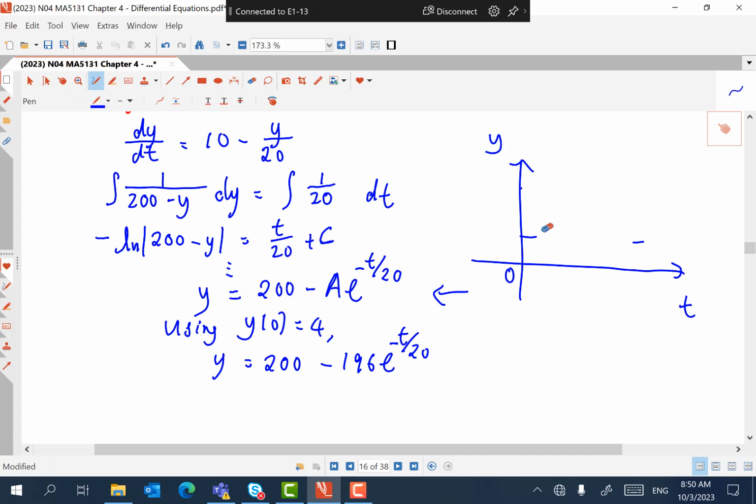And from this graph, you can see therefore that in the long period of time, the amount of salt solution will taper towards 200. It will not go beyond 200 based on this calculation. It will taper towards 200. Nice, right? So with math, you can do wonders.